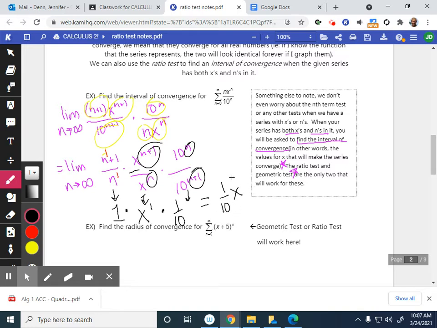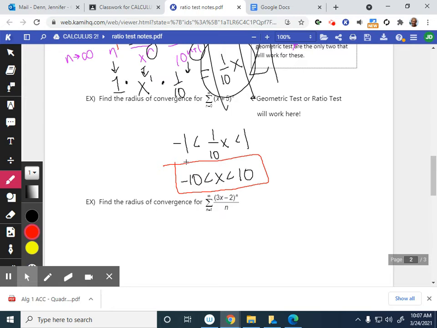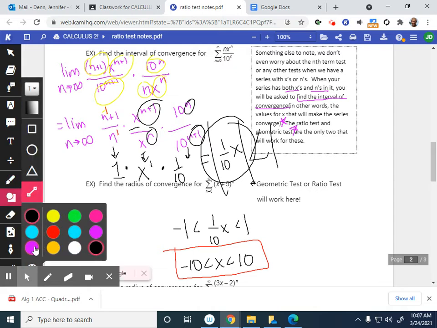Okay, the ratio test says this absolute value has to be less than 1. So what that means for me is 1/10 x, I'm going to stick that between 1 and -1 and find out what x equals. So multiply everything by 10, and therefore x is going to be between 10 and -10. This is the interval of convergence. That means that for this series that I'm given, this series will converge.